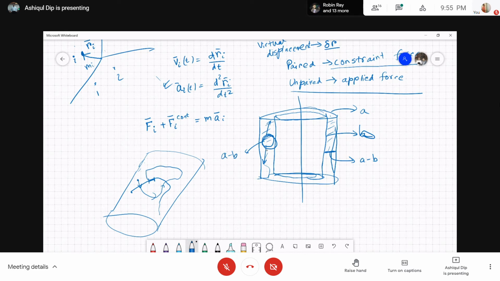So in reality, when you're seeing the motion, your particle may not follow this specific path. But when you are talking about virtual displacement, that's an arbitrary path that the particle can follow. It may not, but it can.